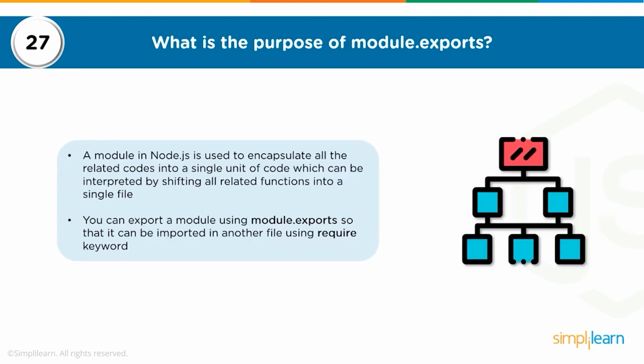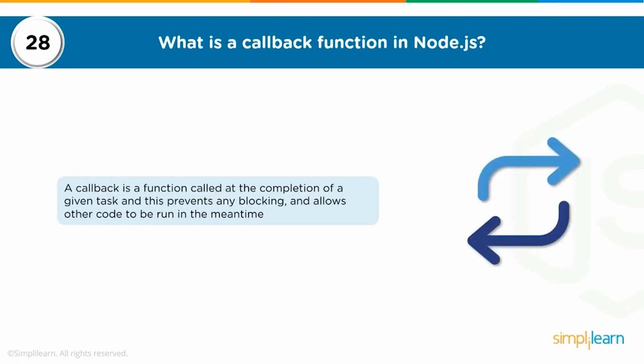So what is the purpose of module exports? A module export is a way to encapsulate the entire code for a solution in a single package, in a single file. And then you can share that with other developers, so you're all working from the same environment. So what is a callback function in Node.js? A callback function is essentially that once you run and you've triggered an event and the response has been given, you want to be able to then have a callback to validate that the task is complete.